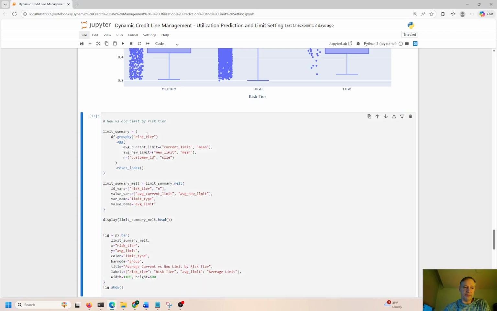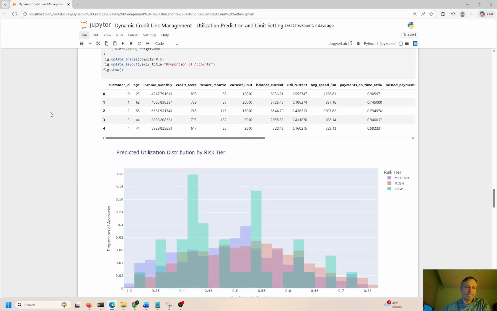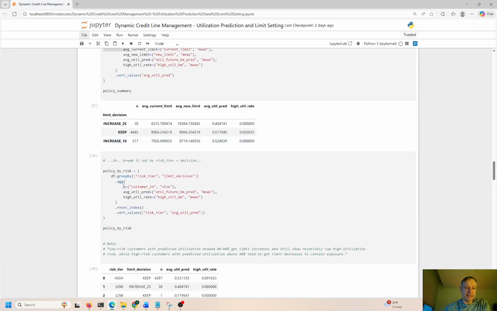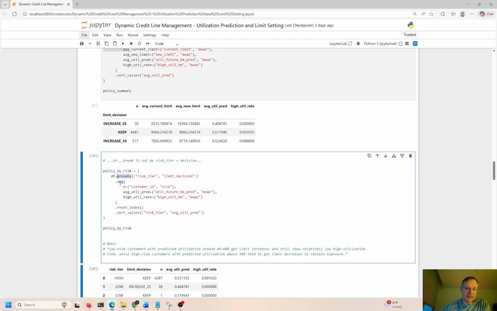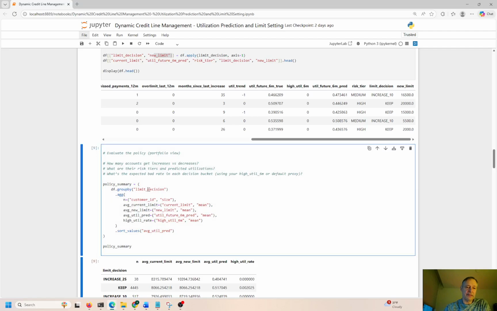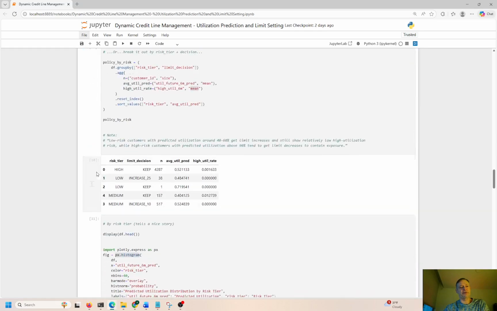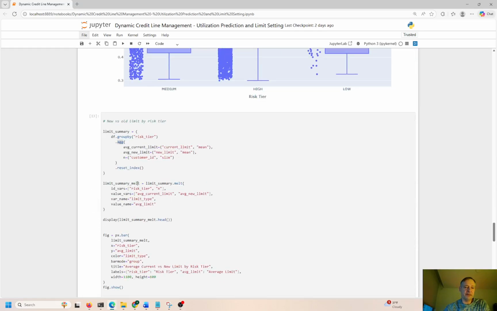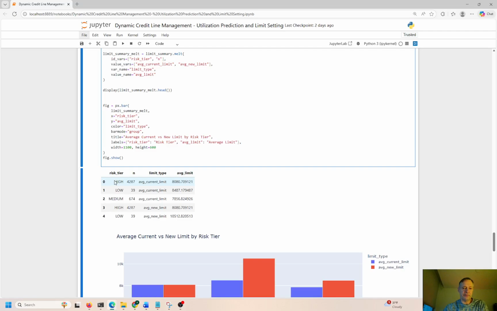New versus old limit by risk tier. Again, we're doing the aggregation like you saw before. This is aggregating by grouping by risk tier and limit decision, and we're doing aggregations for these. So we're looking at size, which is the count, and average. Okay, so kind of the same thing down here all over again. I think I just ran it, so I'm not going to redo it.